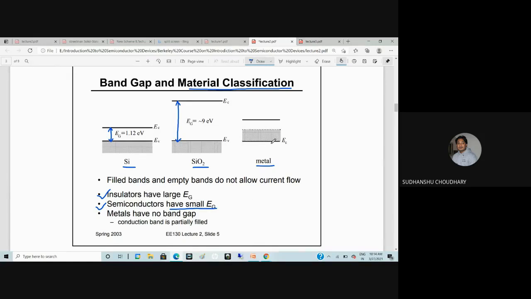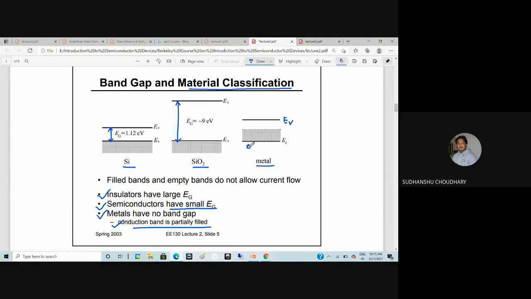Then we have metals, where the conduction band and valence band overlap. That means metals don't have a band gap, because the conduction band and valence band are overlapping. And in metals, another important thing to note is that the conduction band is partially filled. When the conduction band is partially filled, I have free electrons in the conduction band.